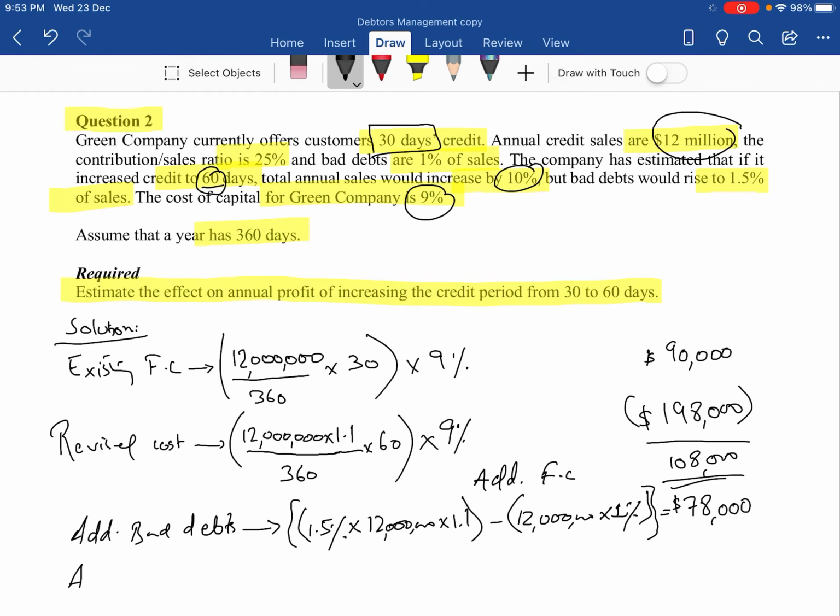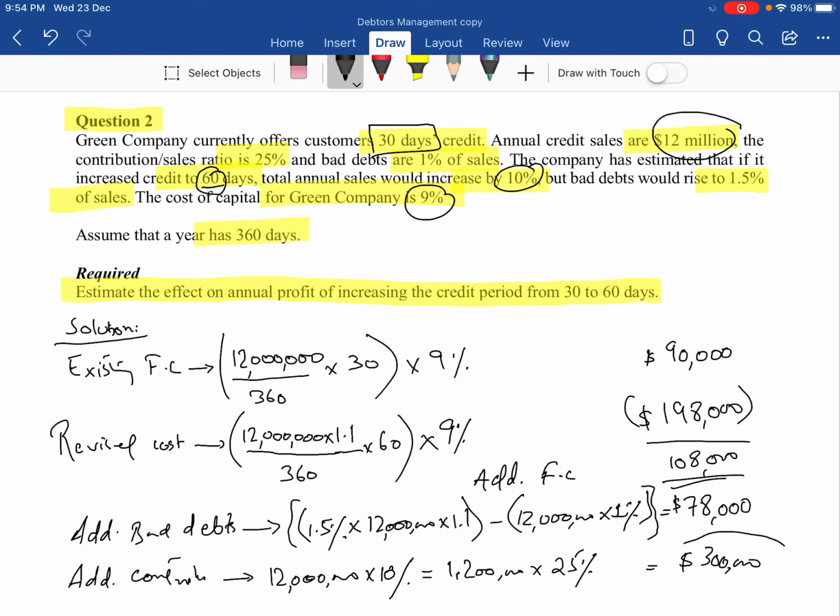Now the additional contribution is 12 million into 10%. It will be equal to 1.2 million, multiplied by the contribution to sales figure, which is 25%, and it will be $300,000. So we have a benefit of $300,000 and we have additional costs of these two.